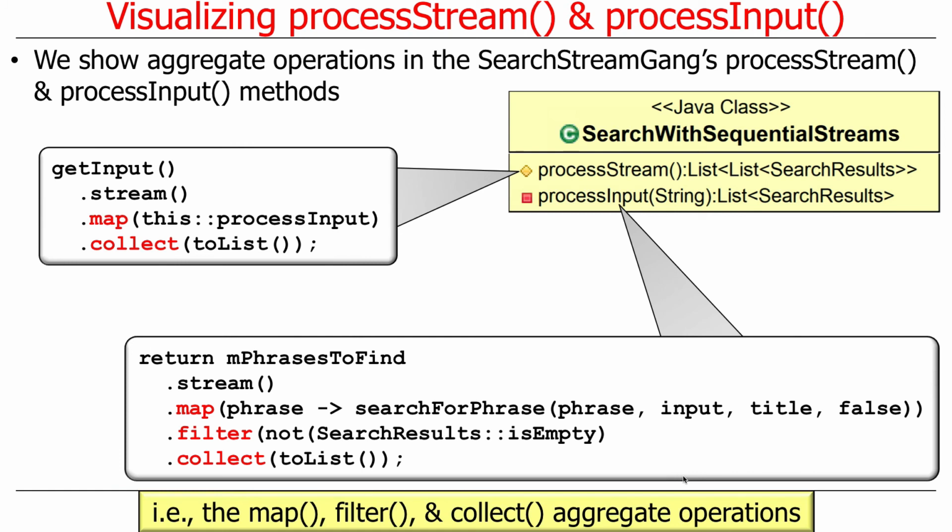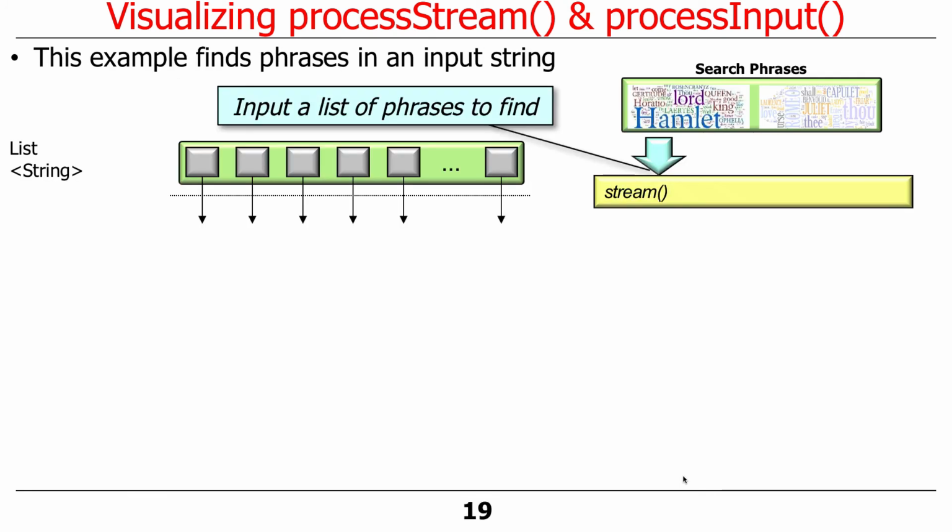And this discussion will illustrate the aggregate operations like map and filter and collect and so on, which you'll get a chance to use in your forthcoming assignment. All right, so let's take a quick look at how this is visualized. Keep in mind, once again, this is a logical view of how the streams processing works. The physical implementation is ever so different, but it's more or less the same idea.